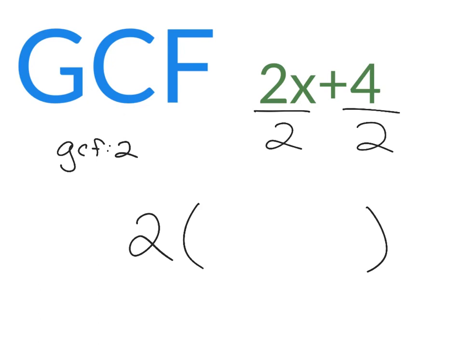What's 2x divided by 2? 1x, or just x. What's 4 divided by 2? 2. I have factored out my GCF. Aren't these numbers significantly smaller than the other ones?